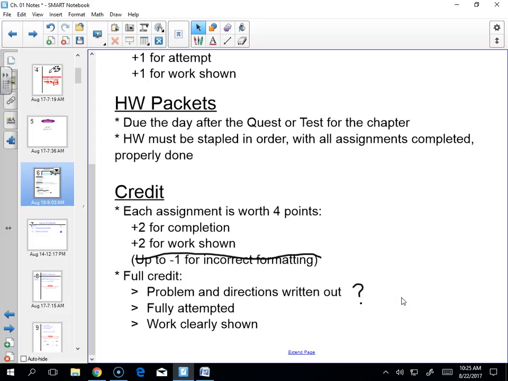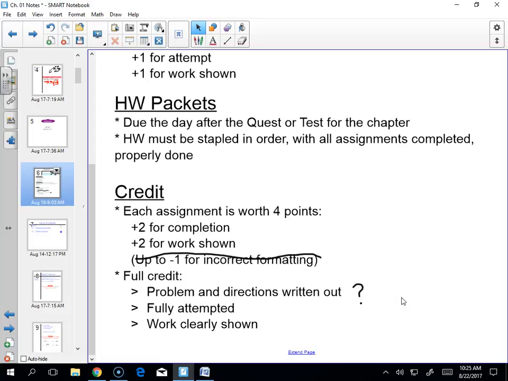So for the homework titles, do you want us to write the title of the lesson, or can we just put page number and the numbers? Make sure you do the homework number, like homework 1, page, and then the problem numbers. We don't have to do any titles. That's okay. Any other questions real quick?